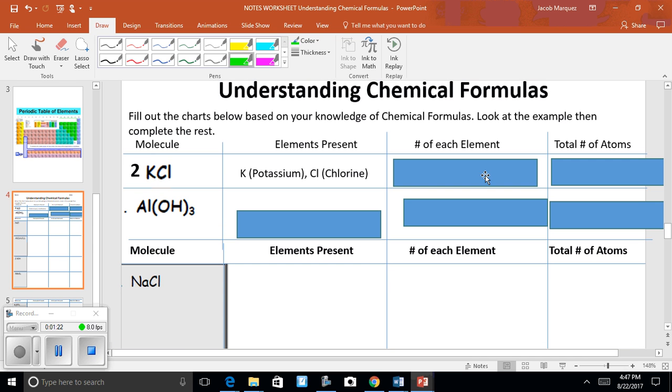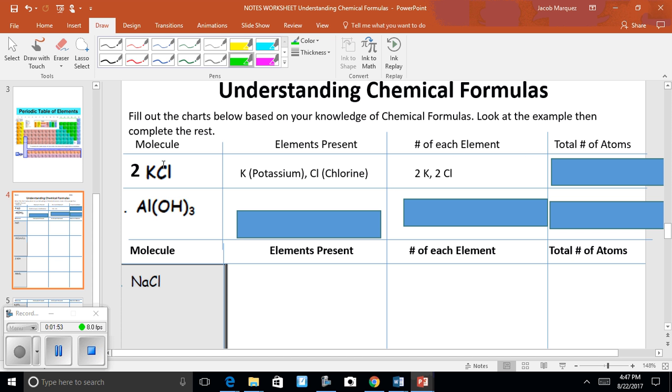Okay, well, what's the number of each element? Now remember, the fact that these letters are written all together means that it's a molecule. They're all attached to each other, all stuck to each other. So there's a K and a Cl attached to each other. Now we have two of them. So that means that we have two molecules of KCl. In other words, we have two Ks and we have two Cls.